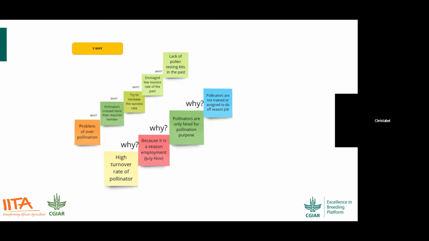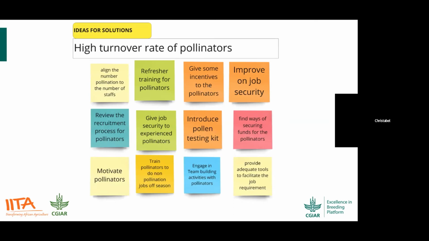So to solve this, we did a brainstorming on the ideas, the solutions that we could implement for us to get rid of the high turnover rate. Next slide, please. So as a group, we sat down and also did the brainstorming. So these are the ideas, the solutions that we thought could solve our high turnover rate of pollinators. If we align the number of pollination to the number of staff, this could help. We also thought of refresher training for pollinators, and giving some incentives to the pollinators. So all these were the solutions we came up with.